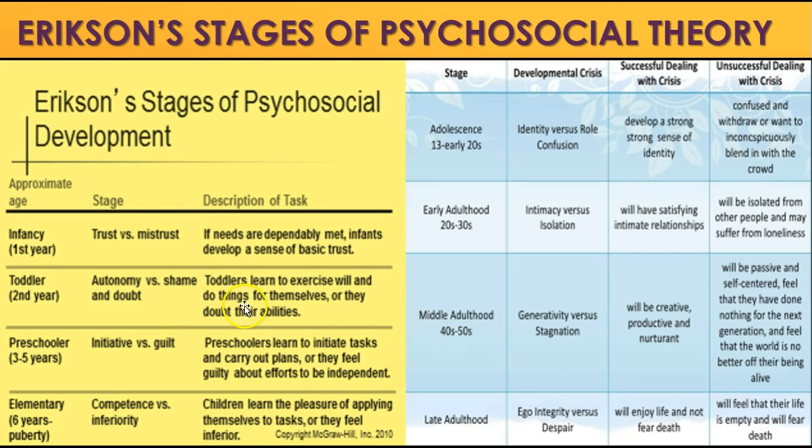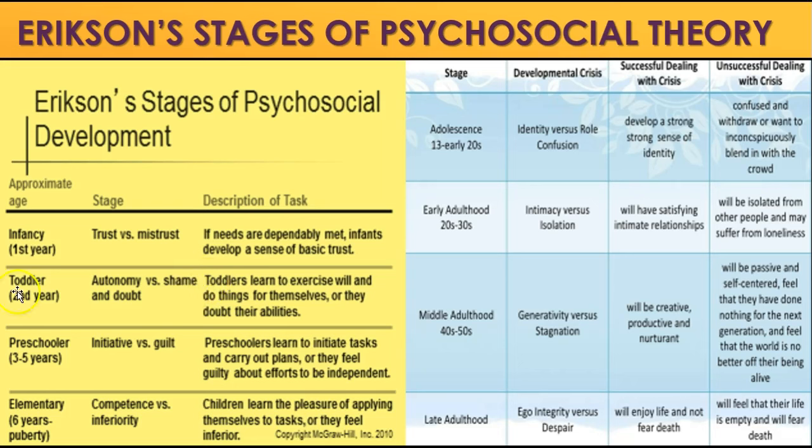Well, in this stage, we know that toddlers like to be independent. They like to do things by themselves. And then they learn to exercise will, or they doubt their abilities. They like to feel that they can do things all by themselves. This is the toddler stage, autonomy versus shame and doubt.